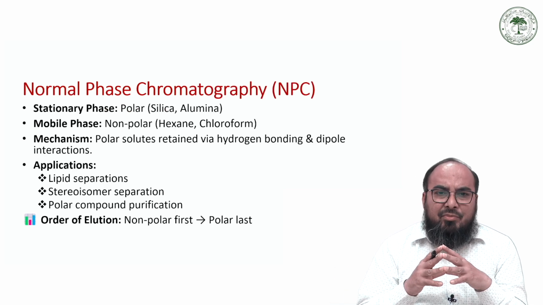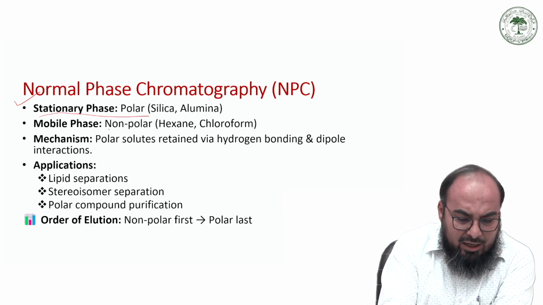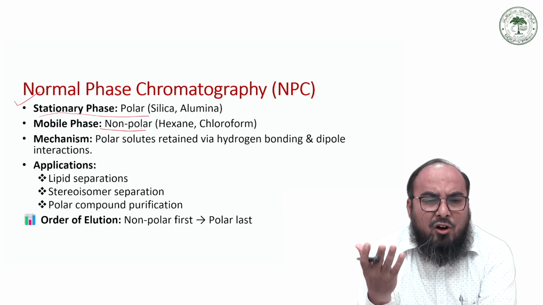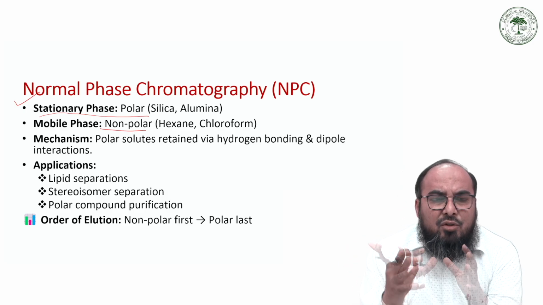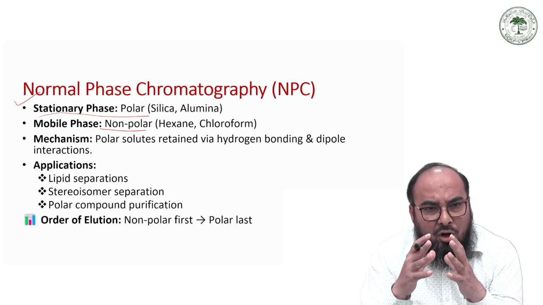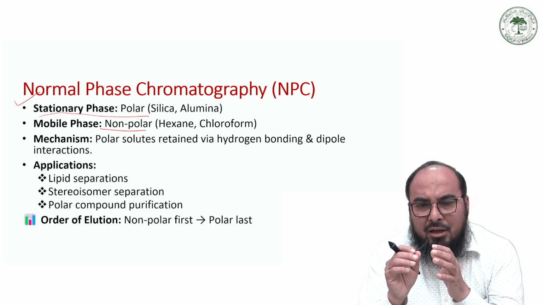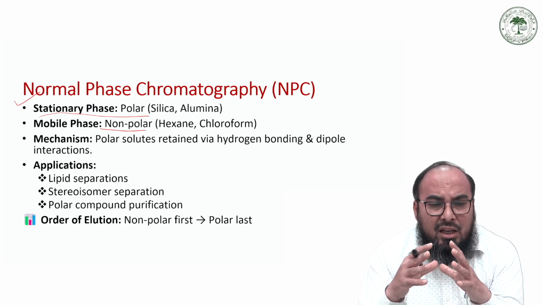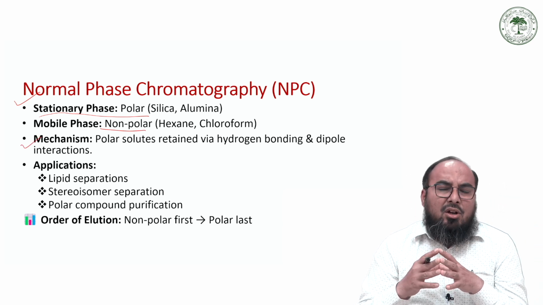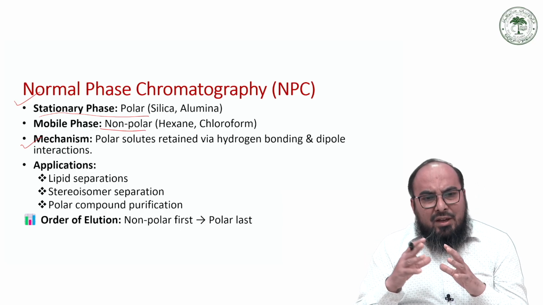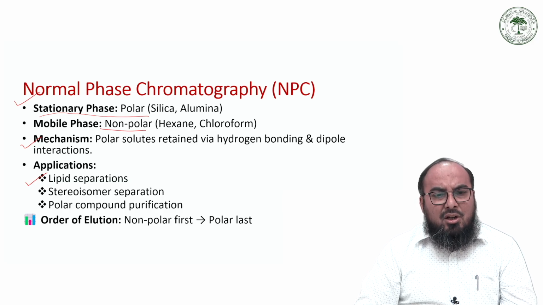Now, the normal phase chromatography. We know that in normal phase chromatography, the stationary phase is generally polar and the mobile phase is generally non-polar. Common examples of polar stationary phases are silica and alumina. Similarly, common examples of non-polar mobile phases are hexane, benzene, and sometimes a little chloroform, which is a little polar, but still you can take it. The underlying mechanism is that polar solutes get retained via hydrogen bonding or dipole-dipole interactions, and it is good for separation of various lipids, stereoisomers, and polar compounds.